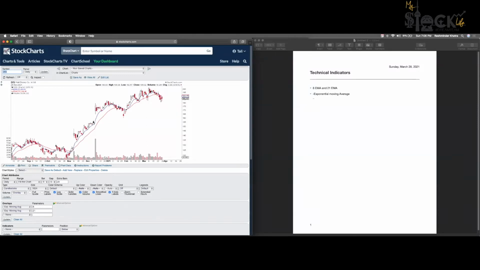But right here in February, you can see the 8 and 21 crossed. It made a base here for a few weeks, and then as soon as the 8 EMA crossed the 21 EMA, it started riding to the upside. You could have played this to the upside, and your stop loss would be the 8 EMA or a close below, right? So those are the EMAs that I follow, 8 and 21 EMA.